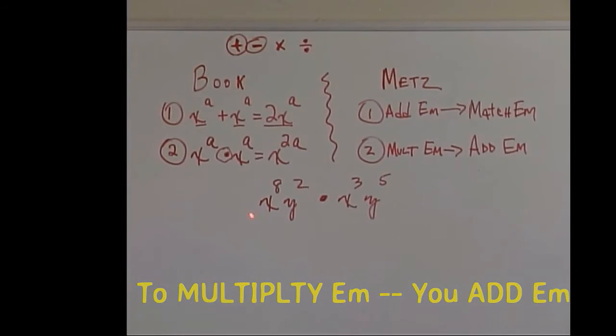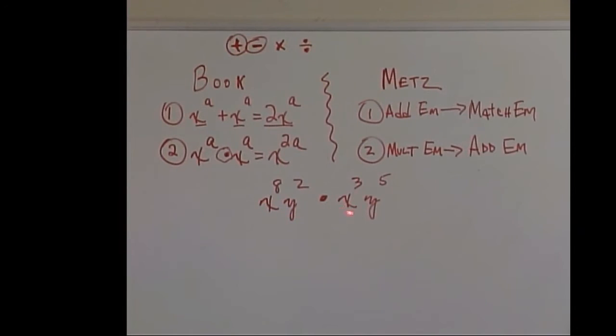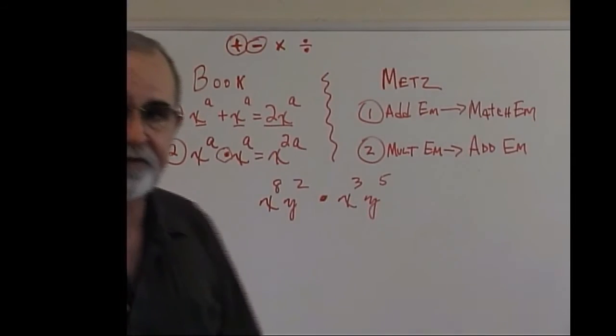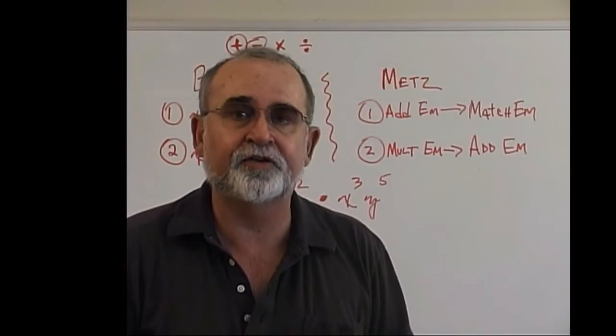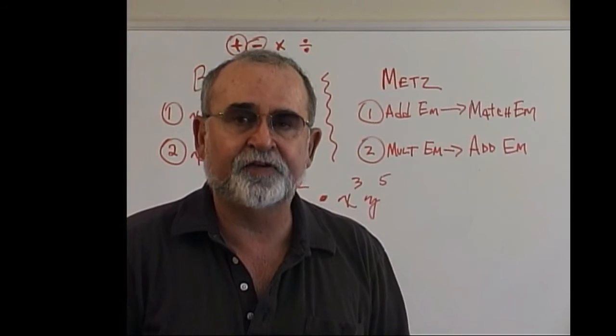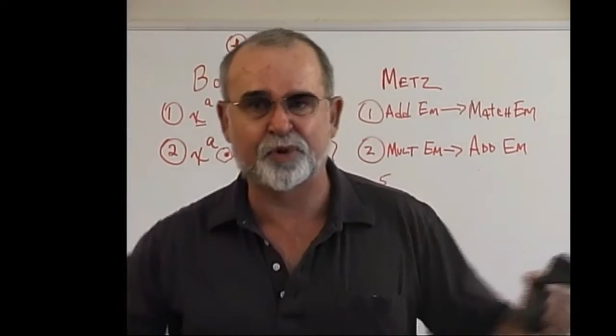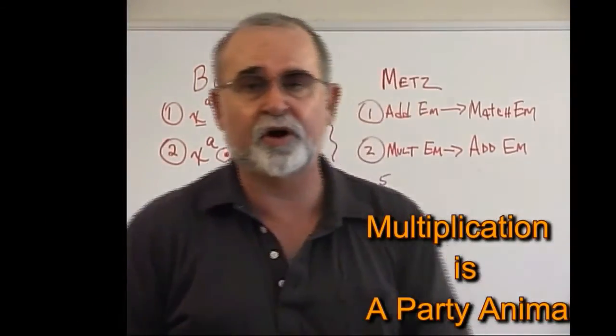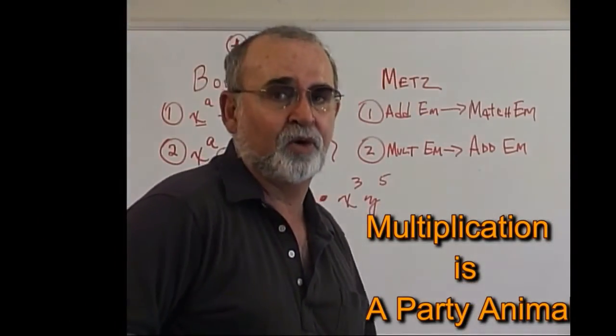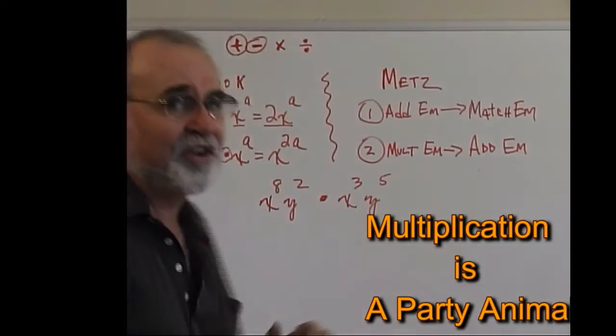Let's look at this multiply. What's x to the eighth, y squared, times x to the third, y to the fifth? You know what half the world says? Half the world says you can't do it because they're confused. Well, it's the addition that's the bigot. Remember, multiplication is a party animal. They're ready to dance and have a party and have a good time no matter who they're with or where they're at. So you can always multiply.